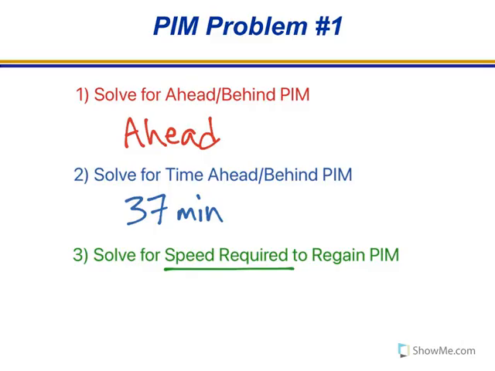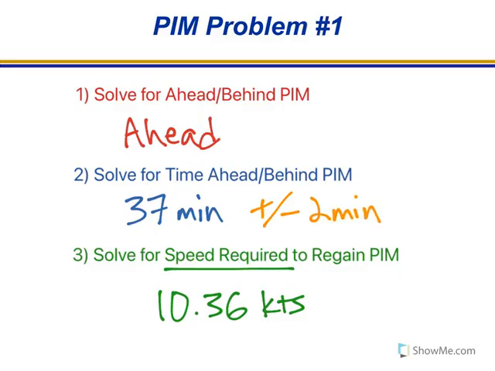We found the distance between our next 2 waypoints by taking our SOA and multiplying it by the amount of time between the 2 waypoints. We added that distance to the distance between our current fix and our next waypoint, and then we divided it by the total time that we have to get from our current fix to that waypoint. And we got an answer of 10.36 knots. And just a reminder for our tolerances for step 2, since it's a PIM problem and it's time, we give you plus or minus 2 minutes. And for step 3, which is the speed required part, we give you plus or minus 0.2 knots.